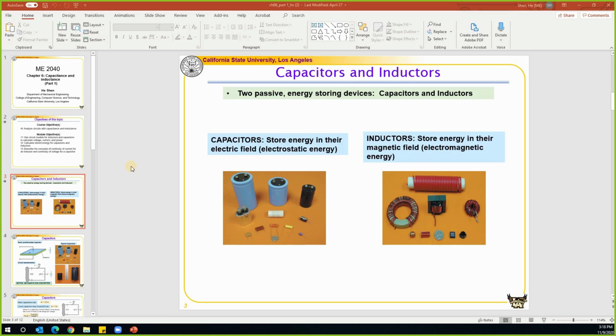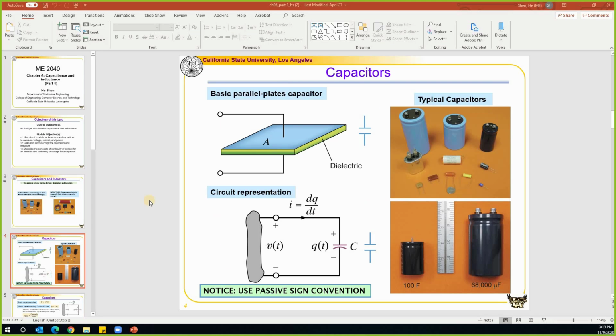So capacitors and inductors are also passive elements. They are also energy storage devices. Capacitors store energy in an electric field. It's an electrostatic energy. And the inductors, on the other side, store energy in the magnetic field. It's an electromagnetic energy. So let's look at these energy storage devices in more detail.